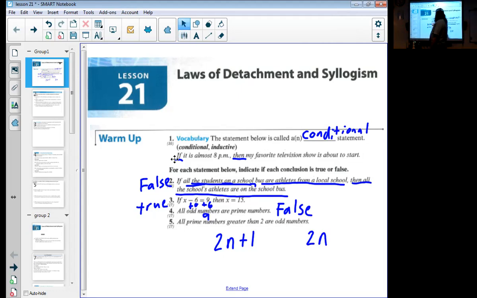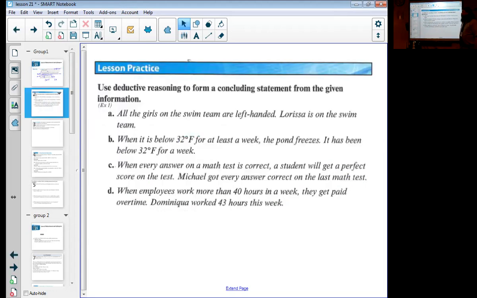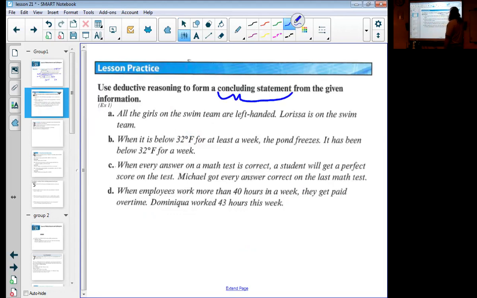So now we've talked about conditional statements. Now we have the law of detachment and syllogism. Here are the questions that we are going to be talking about in the future. Use deductive reasoning to form a concluding statement from the given information. We're going to be using this time to learn about concluding statements, and we're going to figure out what deductive reasoning actually is. If you want to pause and write these in notes, that would be a good idea.